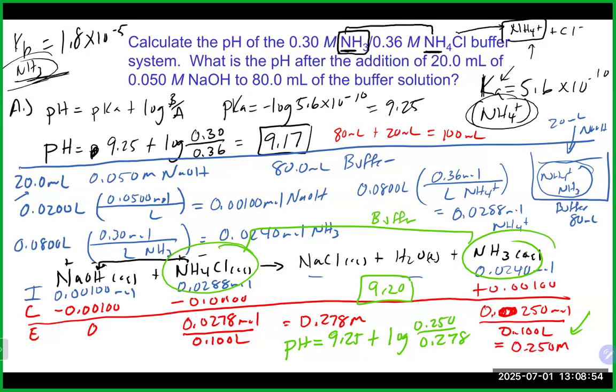Our buffer here did its buffer thing, right? We started with a pH of 9.17. We added some base to it. It went up a little bit to 9.2, which is good, and moved in the correct direction based on what we added. Any questions on that there? All right, we will wrap it up there.